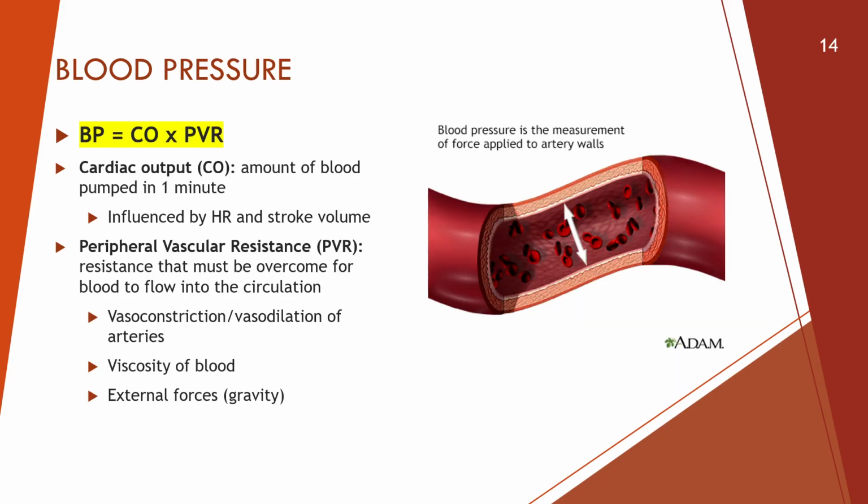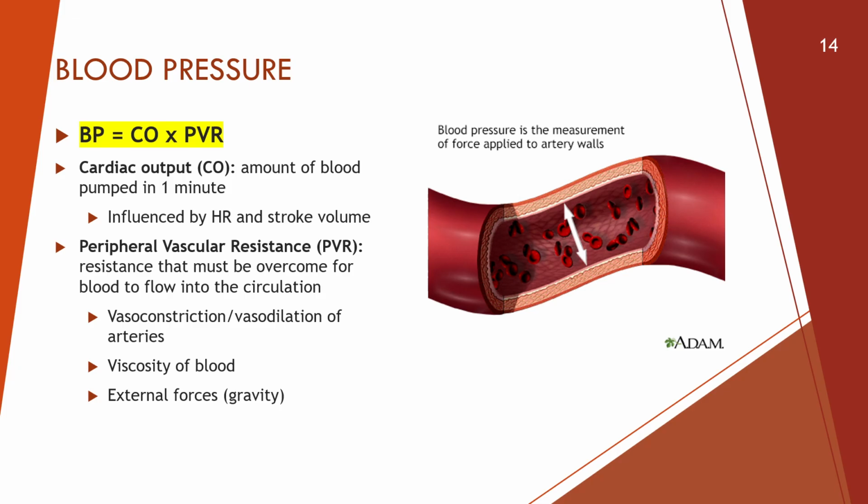Now, let's channel what you learned in patho about blood pressure. And I'm sure you've seen this formula before, but basically, blood pressure is made up of cardiac output and peripheral vascular resistance. So, remember that. Cardiac output is the amount of blood that the heart can pump in 1 minute, and that amount can be influenced by heart rate. Peripheral vascular resistance is the resistance that the heart has to overcome to push blood into the body's peripheral circulation. This resistance can be affected by the blood vessel's ability to constrict or dilate, how viscous or thick the blood is, and gravity.